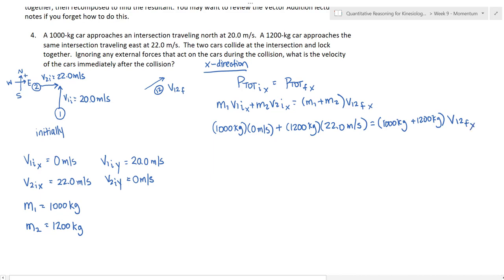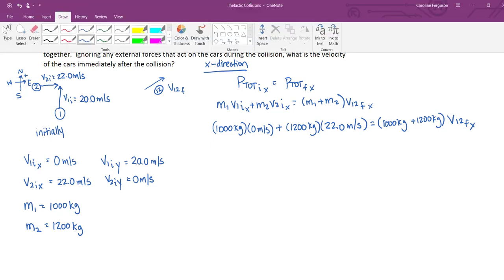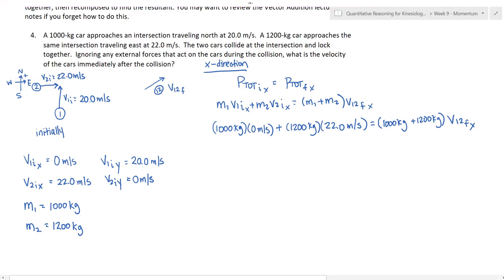Okay, there's a lot of subscripts. Notice I didn't rearrange to solve for v12 final in the x. I should have done that, but I didn't, and it doesn't really matter. In the end, I'll get the same answer. It just means I have to type things more than once on my calculator. So I'm going to type everything that's on the left side of the equal sign. I have 1,000 times 0 plus 1,200 times 22, and I get 26,400. And when I multiply the units, I get kilogram meters per second.